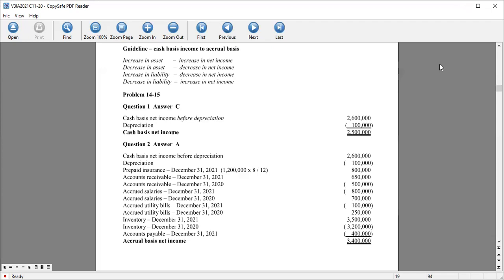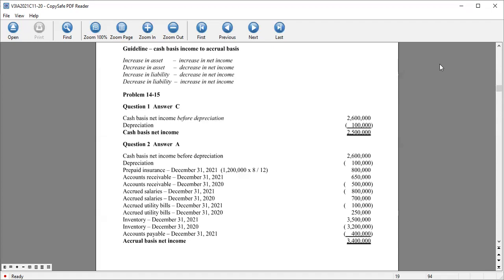Next, we have accrued salaries at the end. Accrued salaries at December 31 of 2021 is 800,000, and we have the amount of accrued salaries on December 31, 2020 for 700,000, which we are going to add.